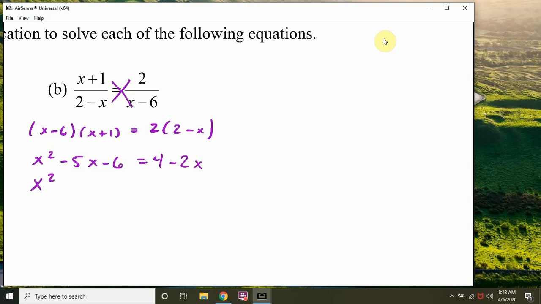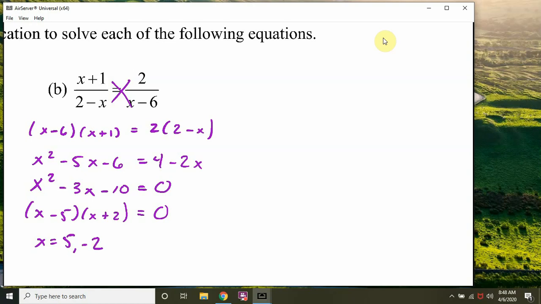So adding the 2x, we're going to get a negative 3x. Subtracting the 4, we're going to get a negative 10. So this should factor. Looks like (x minus 5) times (x plus 2). And we get x equals 5 or negative 2. Now, we do want to check again to make sure we don't get any zeros in our denominator with these values. Positive 2 would make that 0. Positive 6 would make that 0. So we didn't get either of those numbers. Both of our answers are okay.